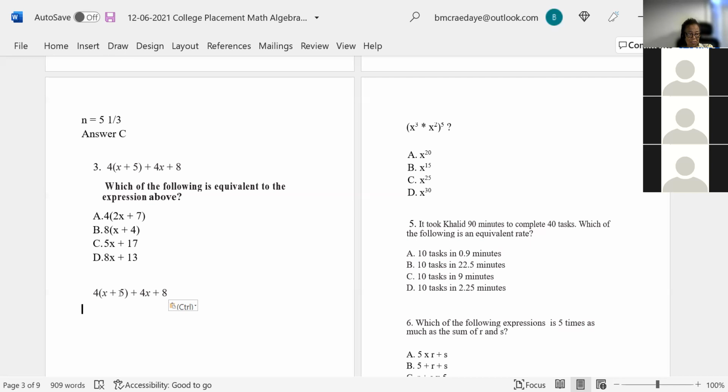Okay. So now factor that. What are the common factors in 8x plus 28? What are the common factors of 8 and 28? What two numbers multiply to give you 8? What two numbers multiply to give you 28? Which of those have the same factors?